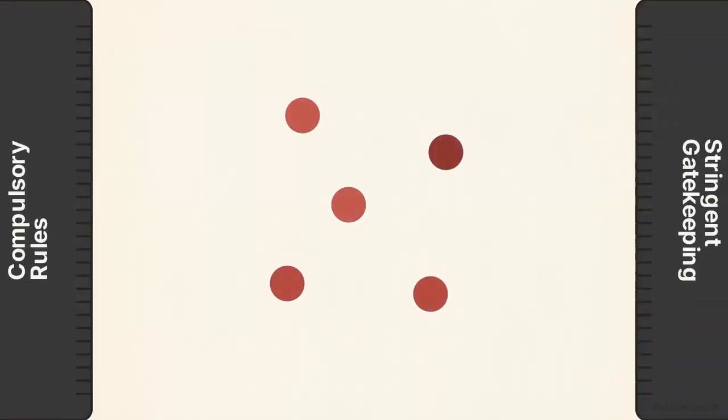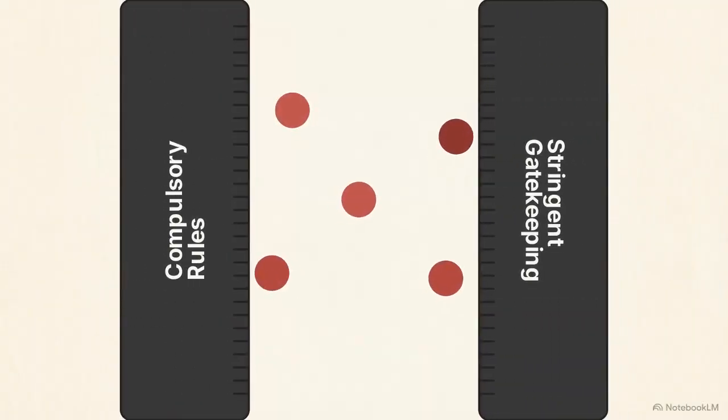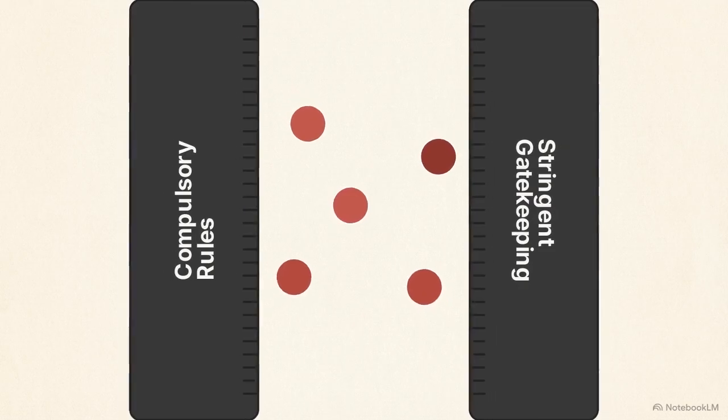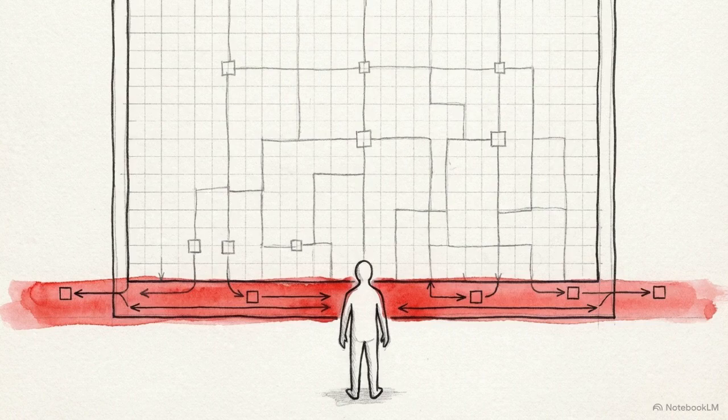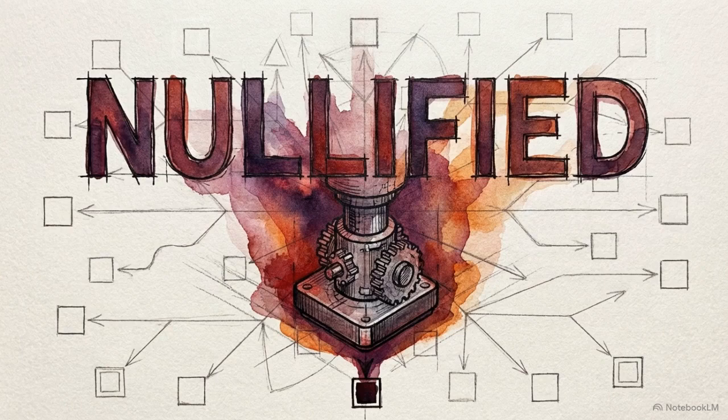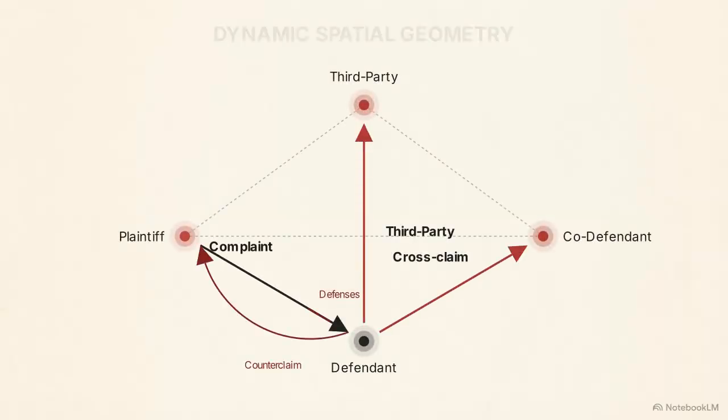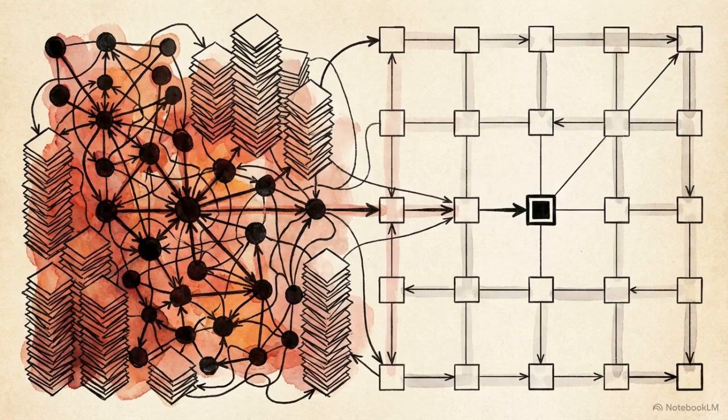Compulsory claim rules and stringent gatekeeping for third parties act as a structural vice. They squeeze interconnected disputes into a singular, decisive ruling. For a practitioner, these are not mere guidelines, they are jurisdictional boundaries. A single failure to raise a compulsory claim or an affirmative defense results in a permanent loss of rights. Mastering Rule 6 involves treating a lawsuit as a dynamic spatial geometry. This perspective allows a litigator to trap opponents within the matrix or securely expand the battlefield to their advantage.